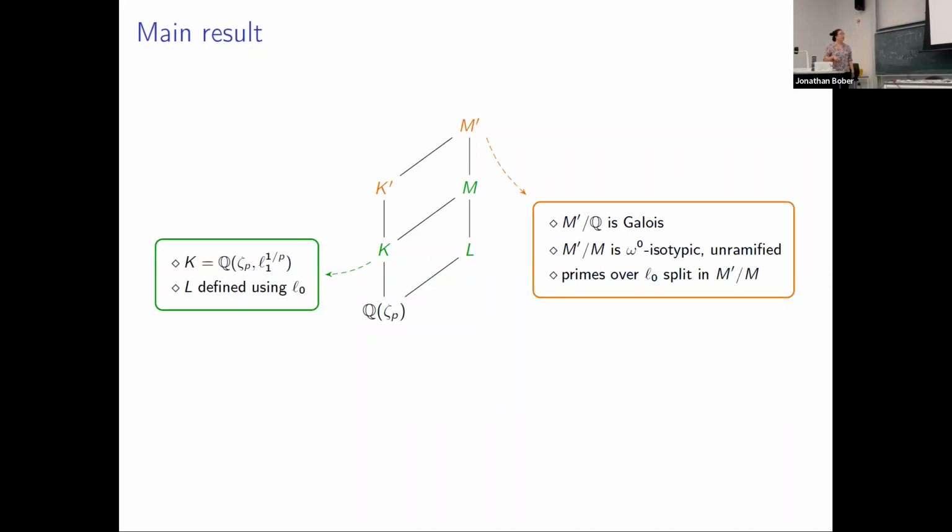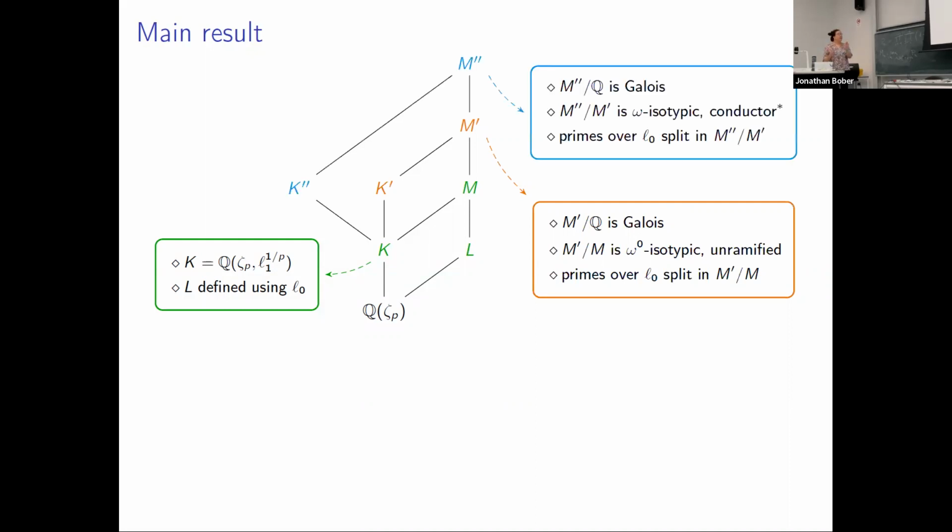Its Galois group has omega naught, it's omega naught isotypic, and it's totally unramified. The primes over L naught split in M prime over M, so that uniquely characterizes it. And then our next level may or may not exist. We're going to assume it does for its definition. If it exists, then it's uniquely characterized by similar conditions, which you can read.